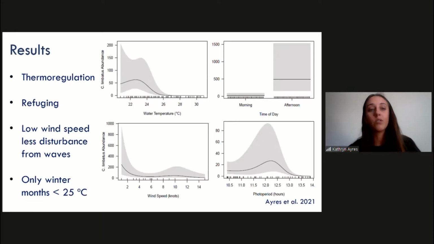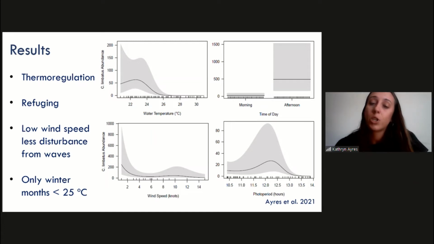So here are the results. So what we found is that there were significantly more sharks in the afternoon than in the morning, and this coincided with a peak in water temperature, which means that we think that the sharks are close to the shore, potentially for thermoregulation, coming closer to the shore in the late afternoon. We also think that this could be for refuging against predators. So, for example, in Florida, the great hammerhead sharks feed on the blacktip sharks, and we do have orcas and larger shark species in the area.